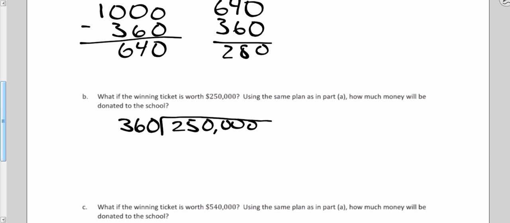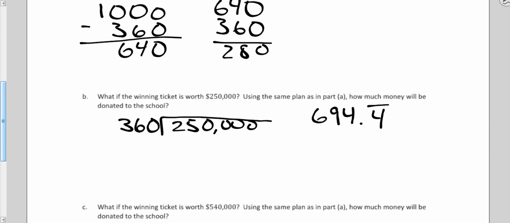But do we do dollars and cents? We just do dollars, right? What do we do with the cents? So if I understand that question correctly, the high school gets 44 cents? Okay, so when I do this in the calculator, I get 694.4 repeating, right?